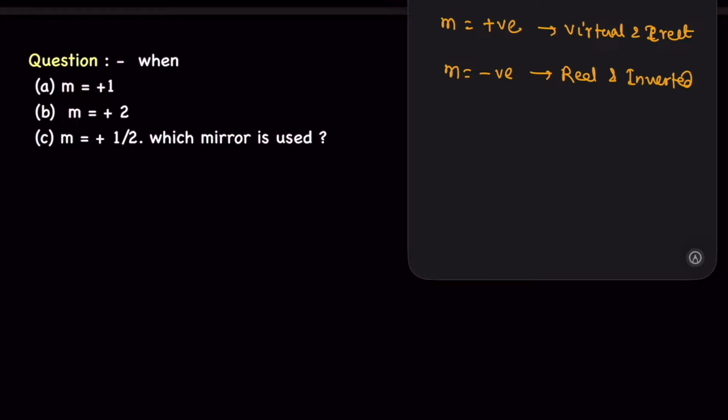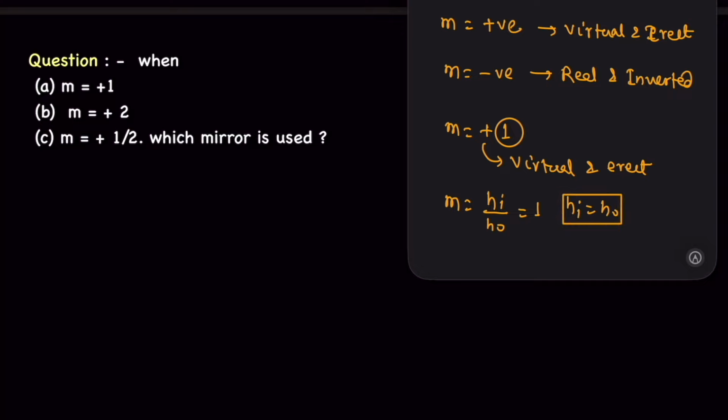In the first case, m is equal to plus 1. Plus represents virtual and erect. What is the meaning of 1? We know that m is equal to hi by ho, and in this case m is 1, so height of image is equal to height of object. Which mirror forms a virtual and erect image as well as height of image equal to height of object? It is only the plane mirror. So for the first part, plane mirror is the correct answer.